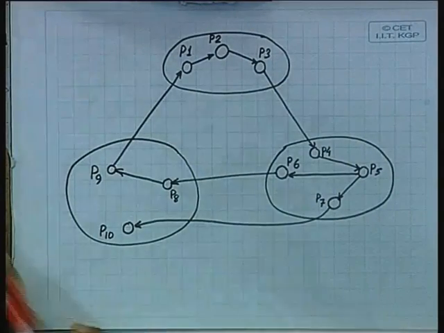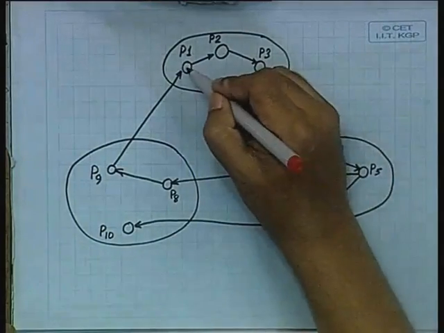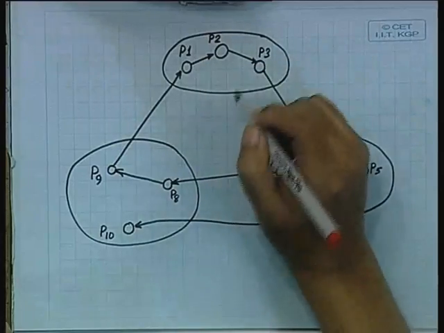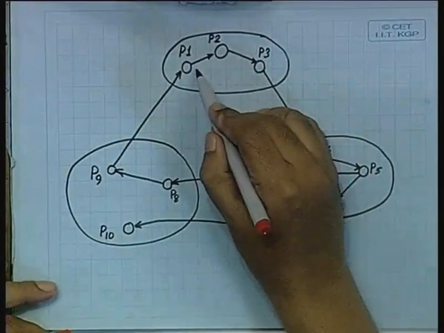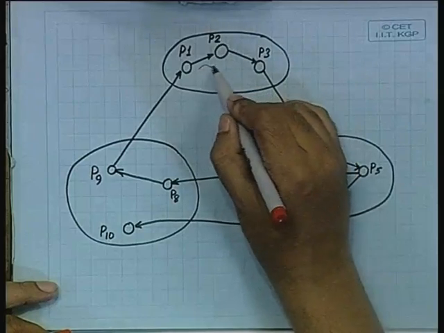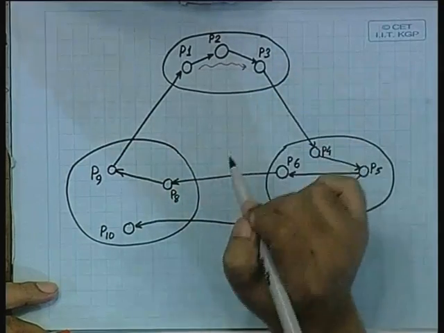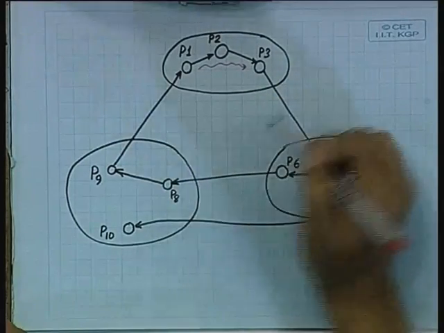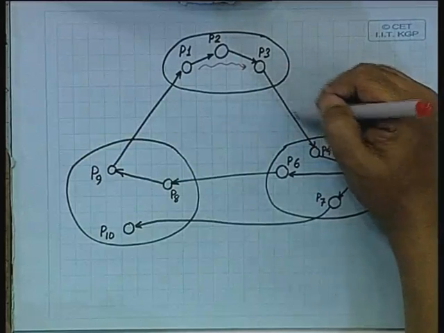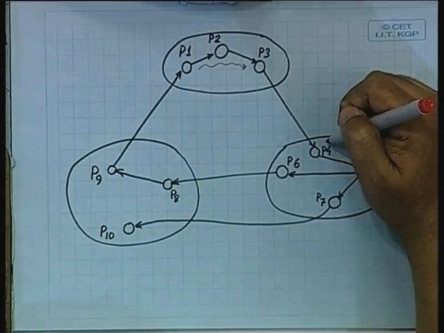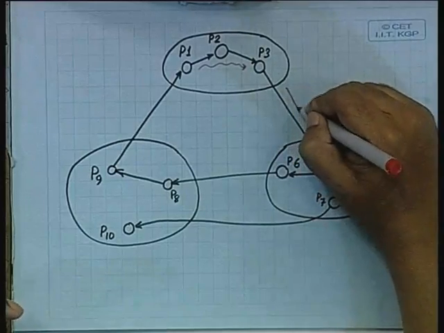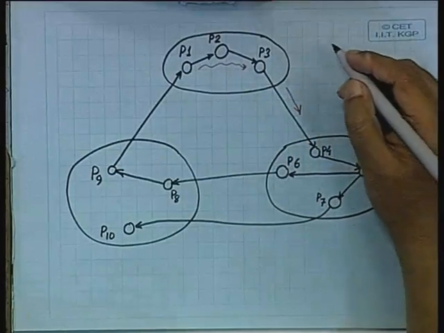Right. Now, what P1 will do if it initiates the algorithm is it will see that P3 is locally dependent on P1. Okay, there is a local dependency here, right. P3 is dependent on P4, and P3 and P4 are on two different sites. So, it will send a probe message.